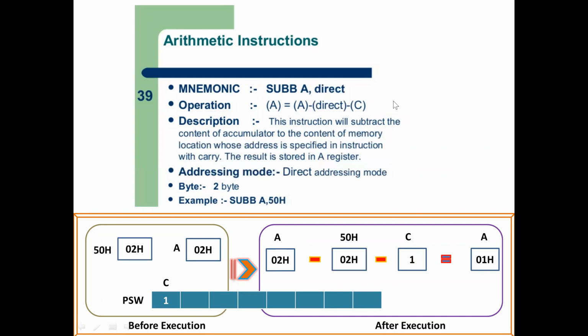The same operation. Here we are subtracting from the accumulator value the content of the direct address, that is 50H. What is the content in 50H? Minus carry. Right?